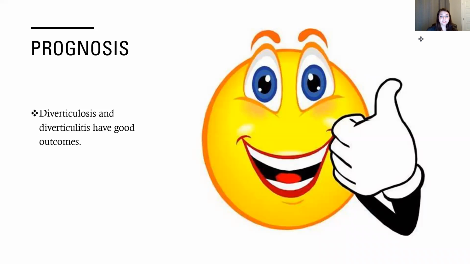So the prognosis for diverticulosis and diverticulitis is really good. A lot of times, they heal up well and everything works well later.